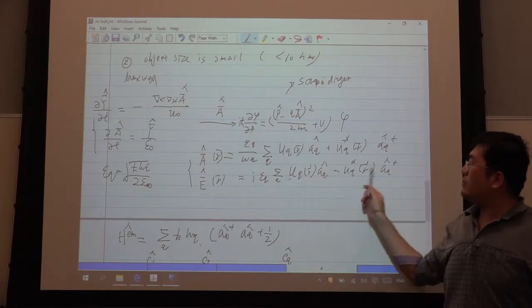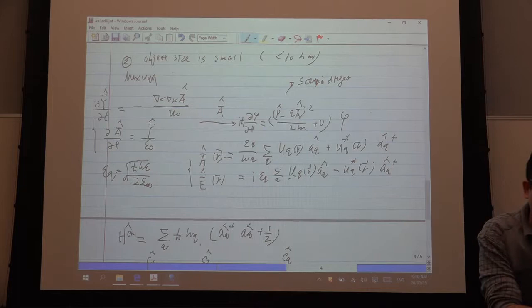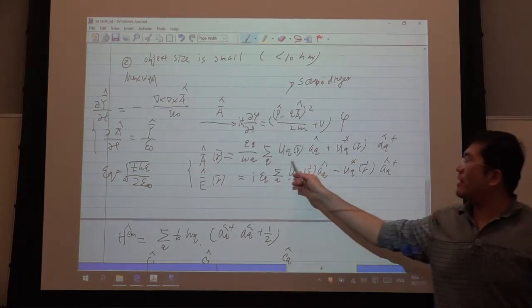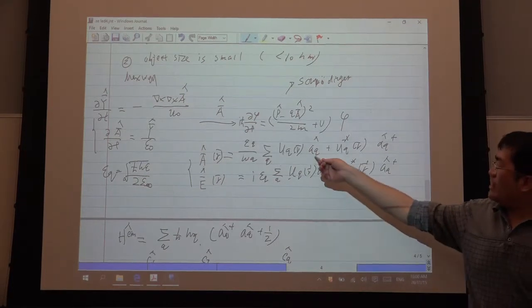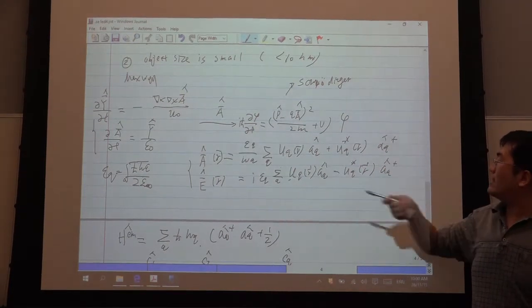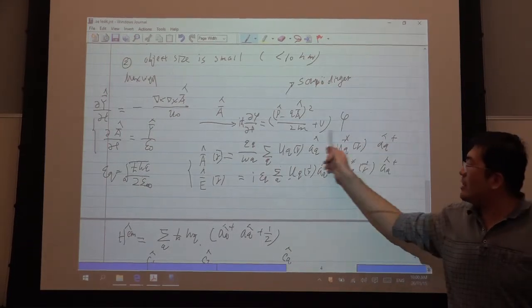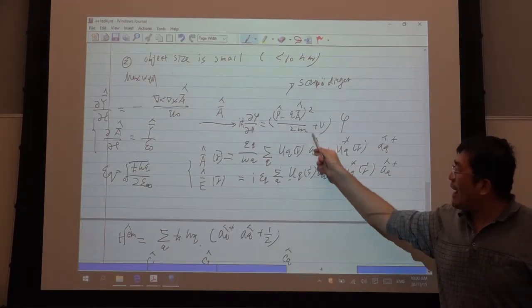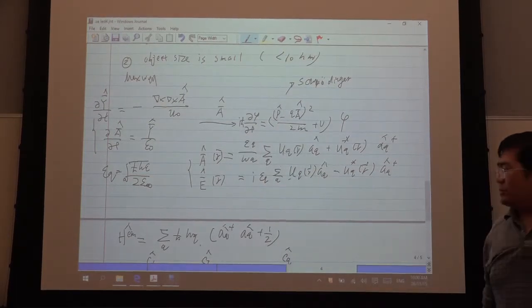Here is the eigenmode. This eigenmode is still a classical eigenmode. It's a classical feature. This is wave physics, and they capture the wave physics here. But they also have the operators a_q and a_q plus, which they call the creation and annihilation operators. They capture the particle nature. So this here is the wave-particle duality.